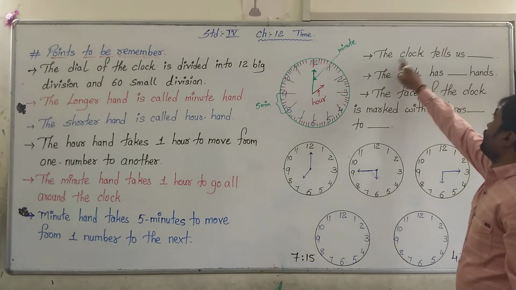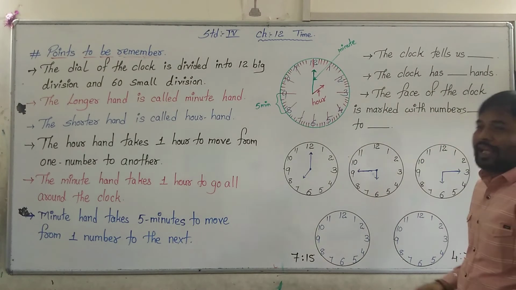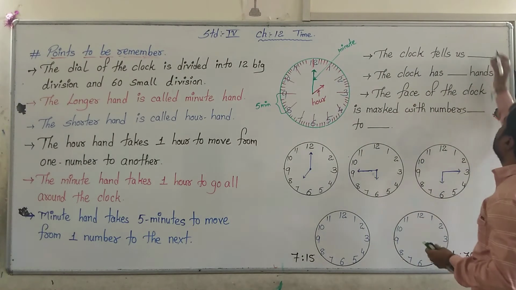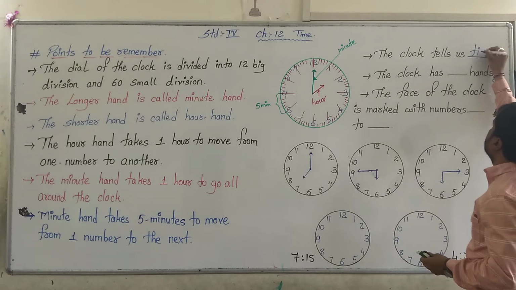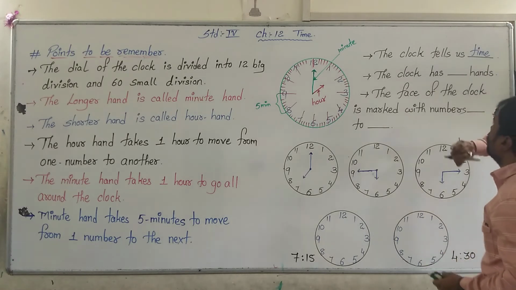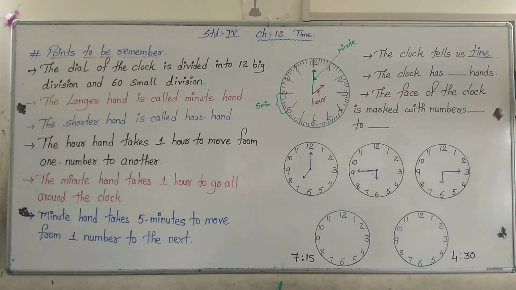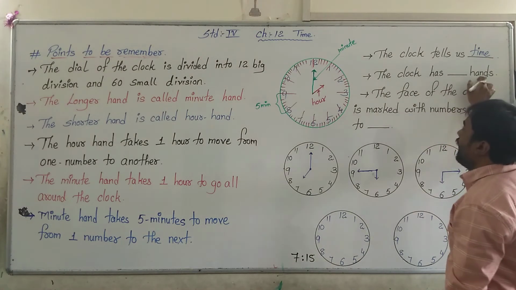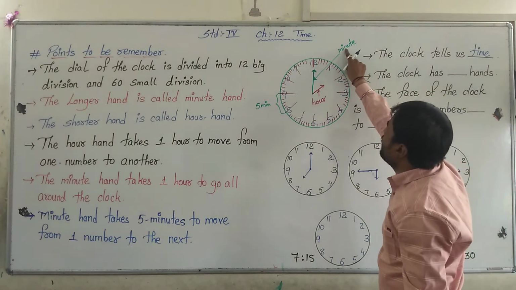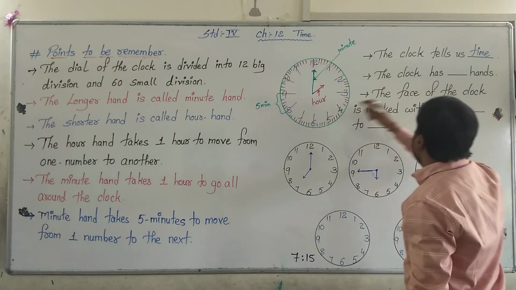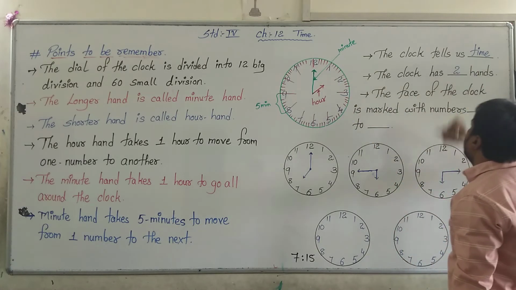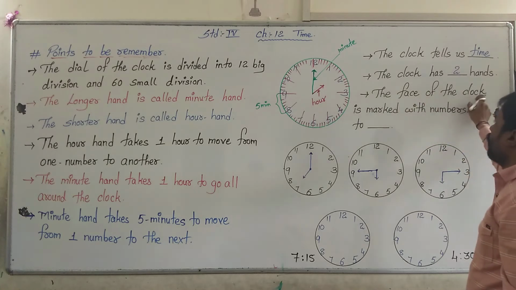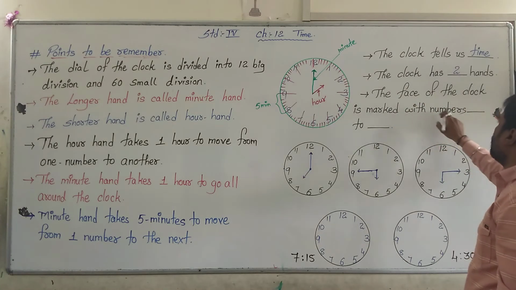The clock tells us. હવે clock નું કામ શું છે? એ શું ડિરાઈવ કરીને આપે? So it determines time for us. The clock shows or tells us the time. The clock has two hands. How many hands are there? One is minute, another is hour. So how many hands are there? 2 hands are there.